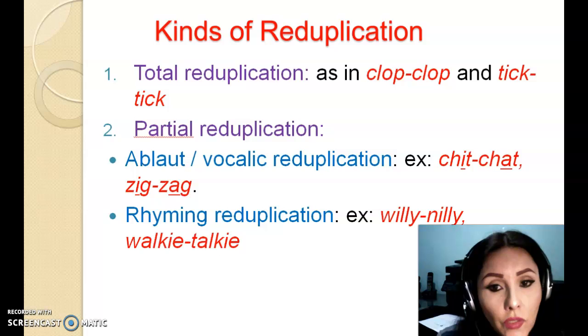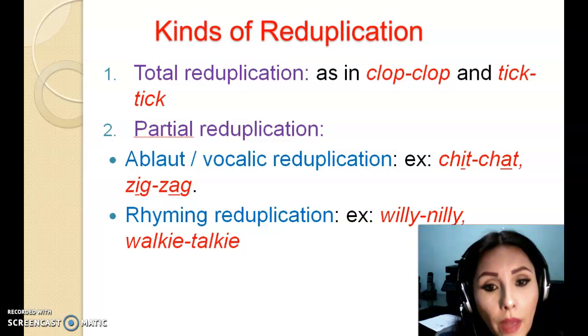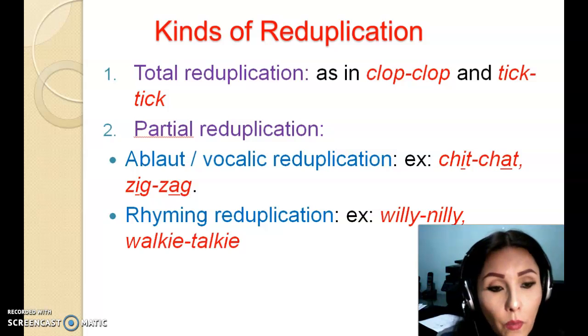Partial reduplication. Here we have two subtopics. Ablaut or vocalic reduplication, for example, chit chat, zigzag. In the first and in the second part, the vowel changes. And the other subtype, rhyming reduplication, for example, willy-nilly, walkie-talkie. Here, the first consonant changes, like W, N, and W, T.